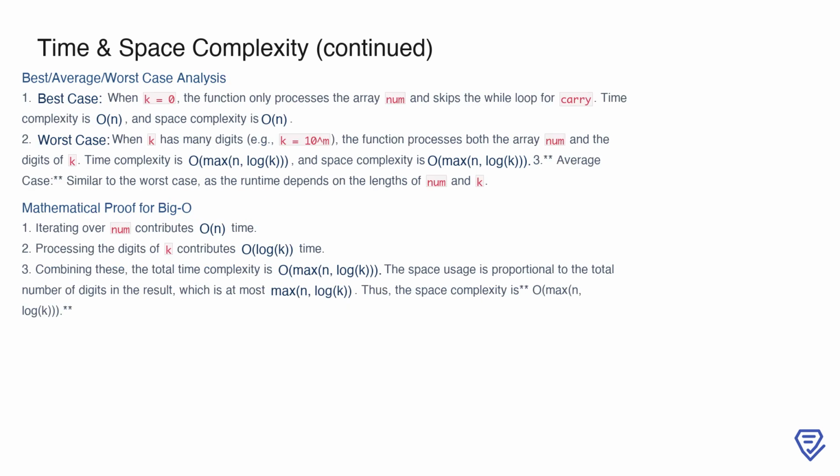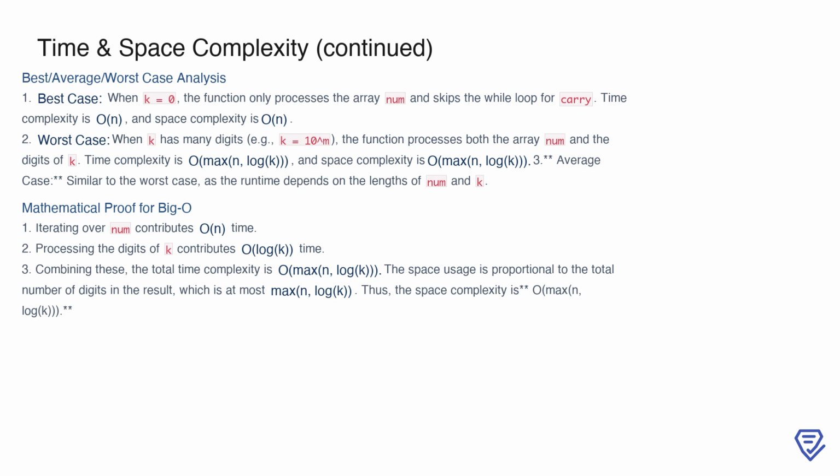In terms of case analysis, the best case occurs when k is 0. Here, the function only needs to process the array number, and the while loop for carry is skipped entirely. This results in a time complexity of O(n) and a space complexity of O(n).